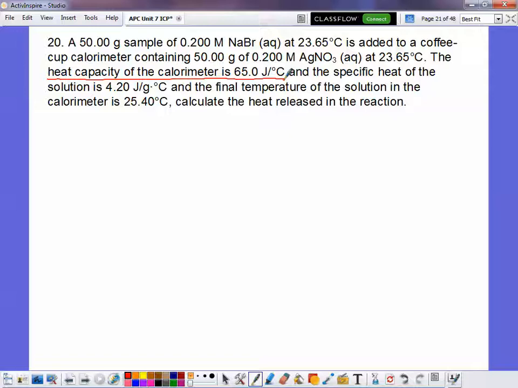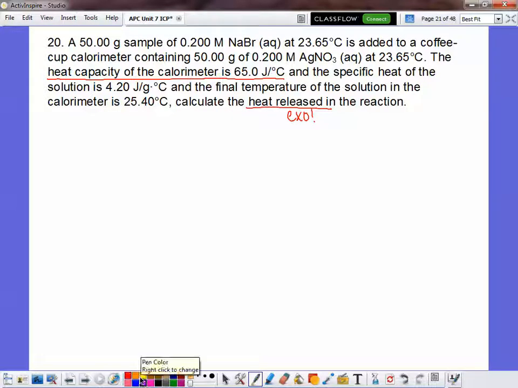We're told that the specific heat of the solution is 4.20 joules per gram degree Celsius. And the final temperature of the solution is 25.40 degrees Celsius. So we're going to eventually calculate delta H. So if it's heat released, the temperature is going up. So is this endo or exo? Exothermic. When we calculate our initial Q from Q equals MCAT, we're going to end up with a positive Q. And that's okay, because then we're going to flip the sign to get to delta H.